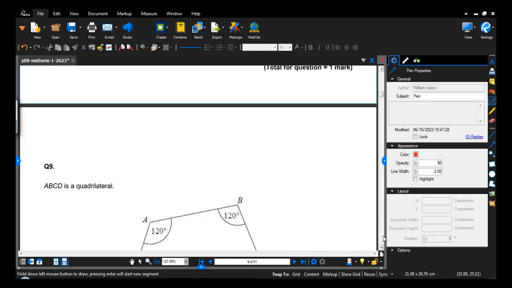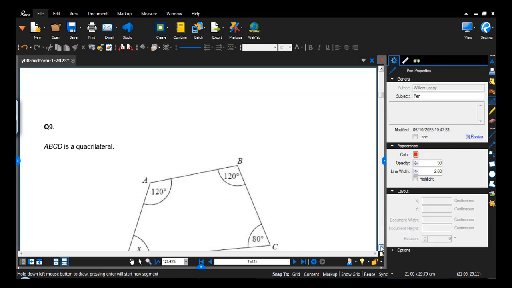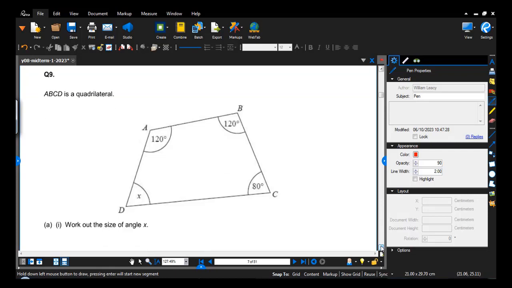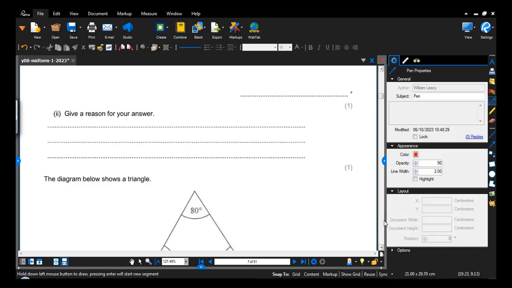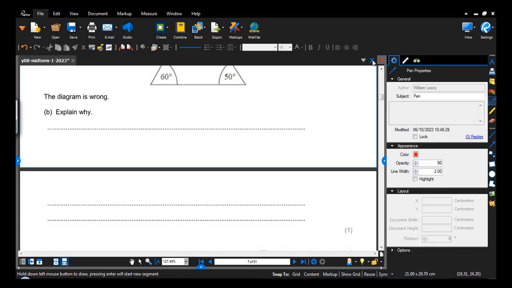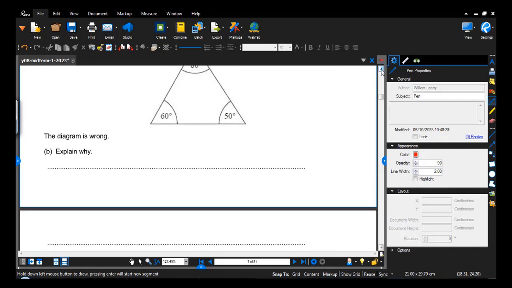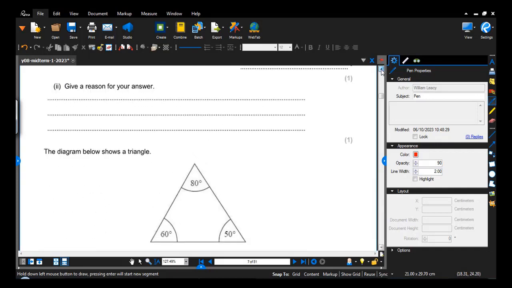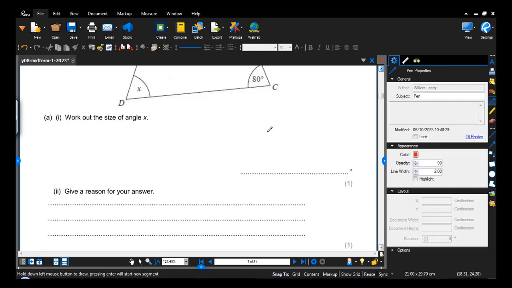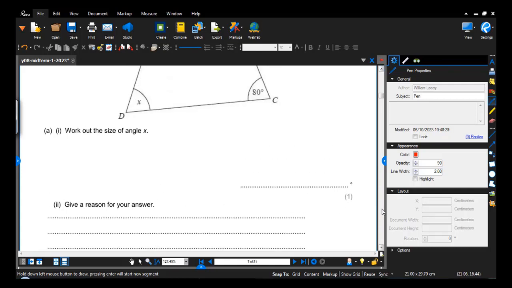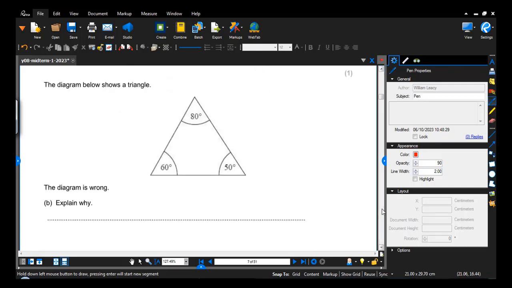Alright, so check that. This one, it's a quadrilateral. What do we know about all the angles? The sum of the interior angles in a quadrilateral is 360 degrees. So find the value for x and give a reason for your answer. The sum of the interior angles in a quadrilateral add to 360 degrees.